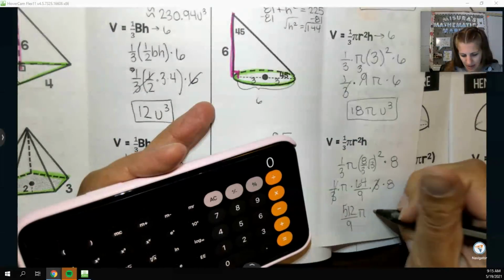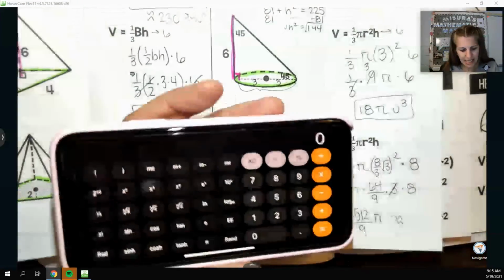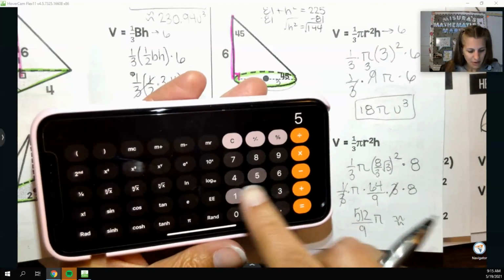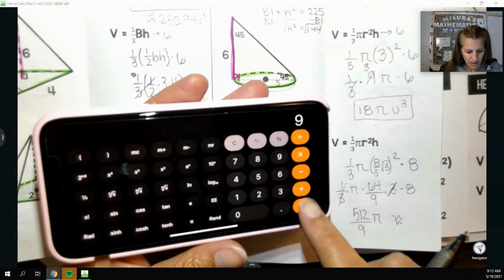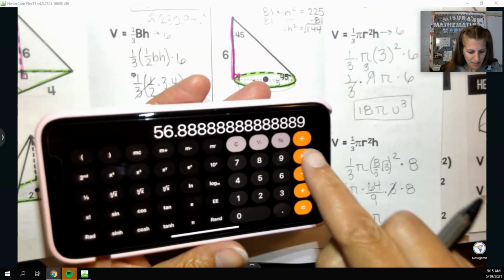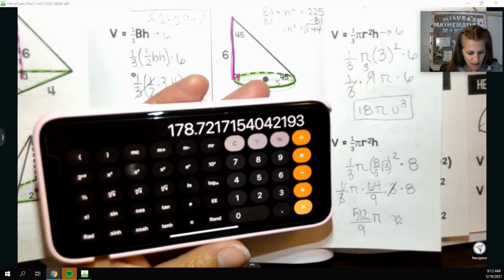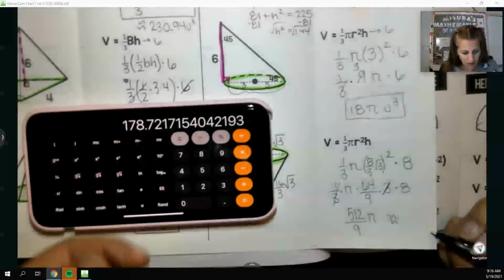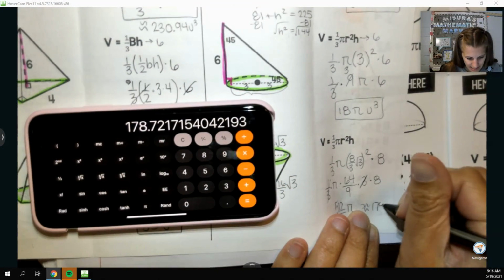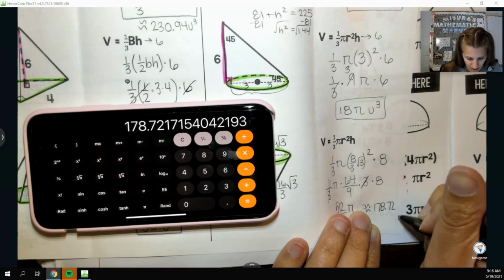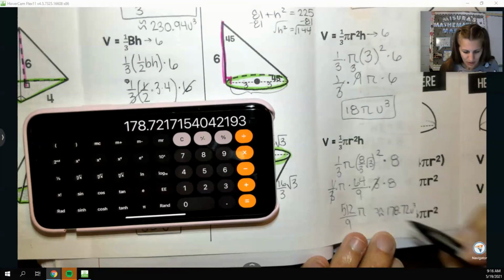But just in case we want an approximate answer to practice that, I would do the 512 divided by 9 and then multiply that by pi for an approximate volume of 178.72 units cubed.